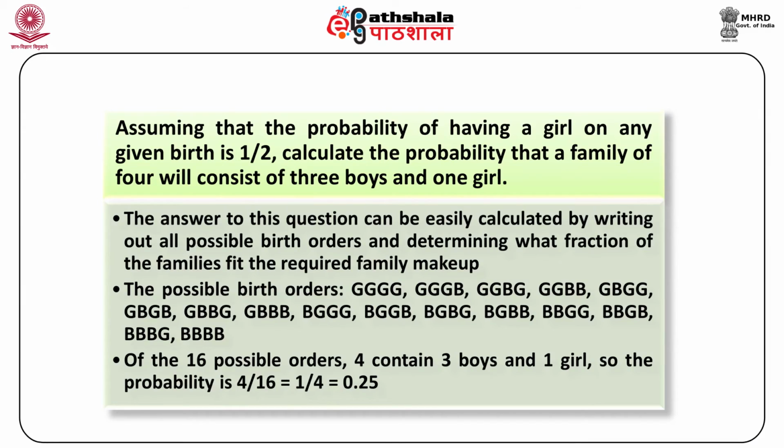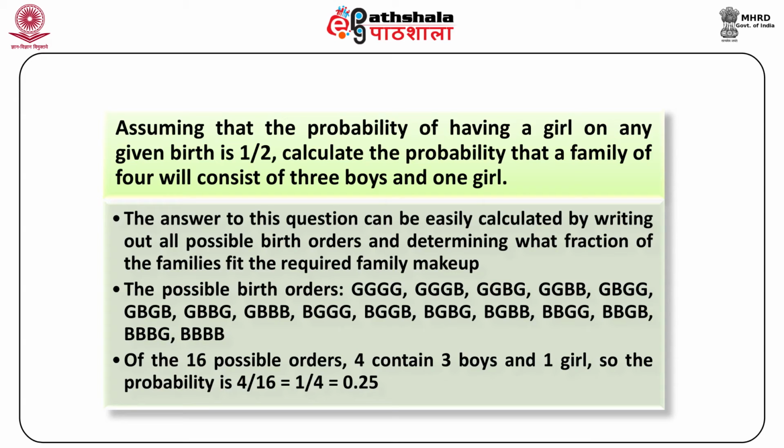Assuming that the probability of having a girl on any given birth is 1 by 2, calculate the probability that a family of 4 will consist of 3 boys and 1 girl. The answer to this question can be easily calculated by writing out all the possible birth orders and determining what fraction of the families fit the required family makeup.